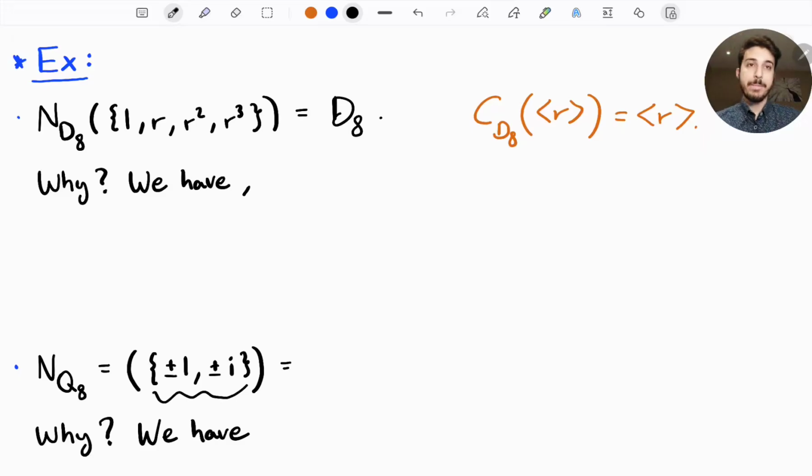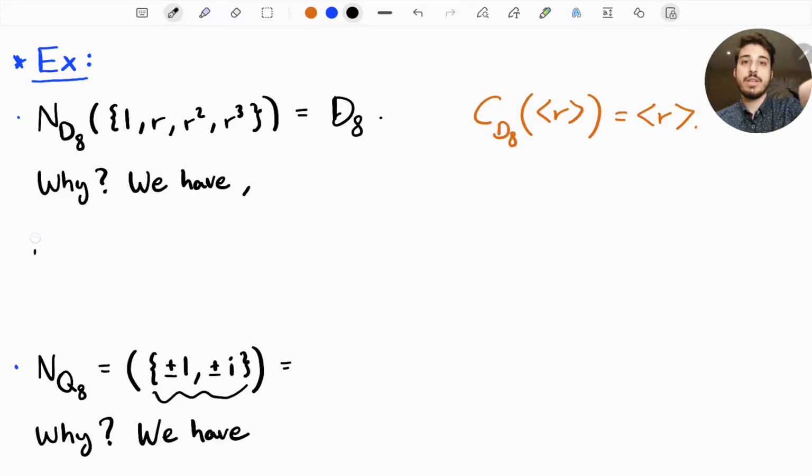And why is that? Because we find out that if you take any element, for example any element in D8, and you apply the conjugation, you'll find that you are still in 1, R, R squared, R cubed. You're still in that set. So let's do that. Let's see.